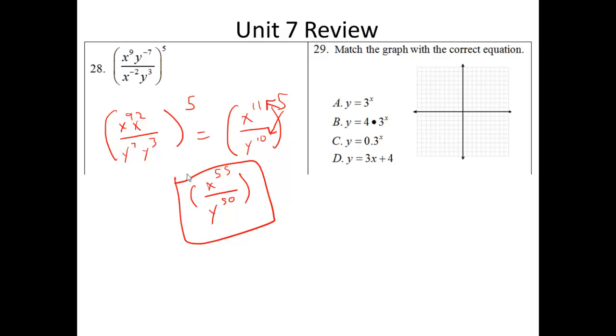For some reason, when I transferred this in, my graph didn't show up, so I'll just create a quick graph for each one of these. So as I look at A, it says y is equal to 3x. So I know that I'm going to increase at a very steep rate, and this is A.